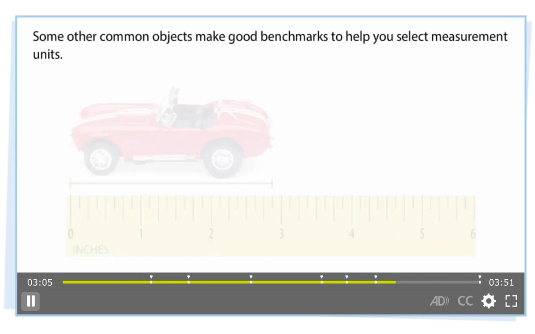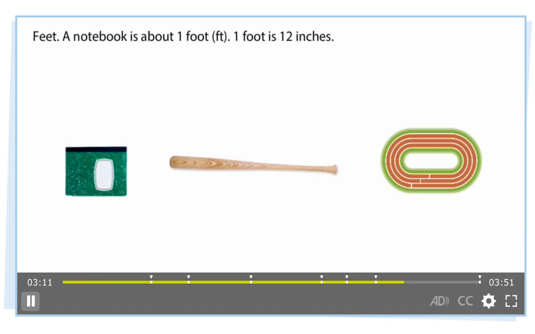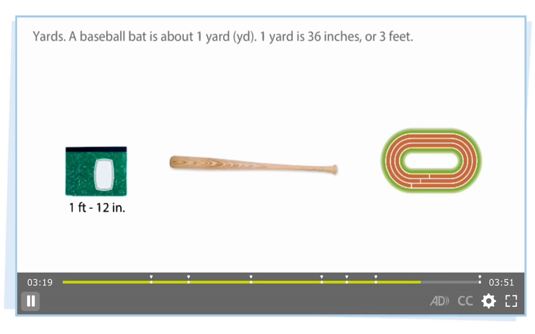Some other common objects make good benchmarks to help you select measurement units. Feet. A notebook is about 1 foot. 1 foot is 12 inches. Yards. A baseball bat is about 1 yard. 1 yard is 36 inches or 3 feet.